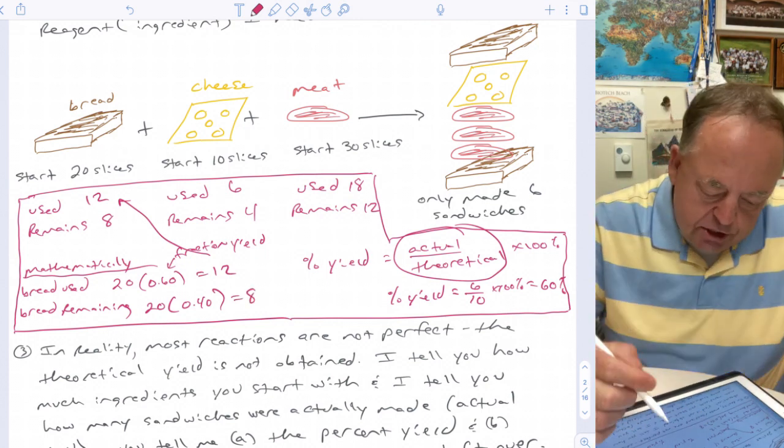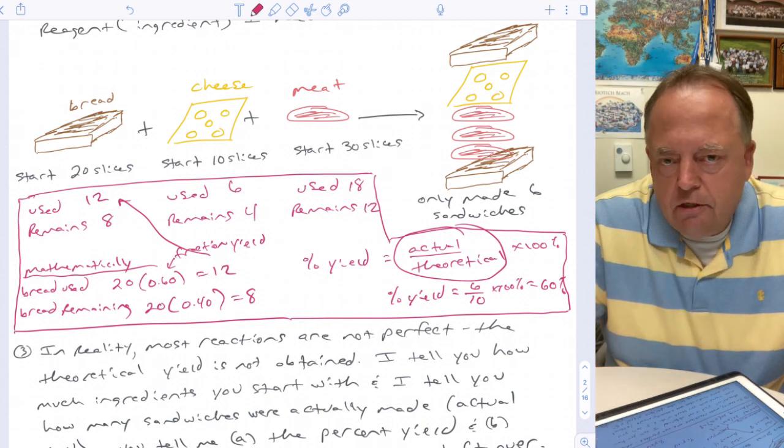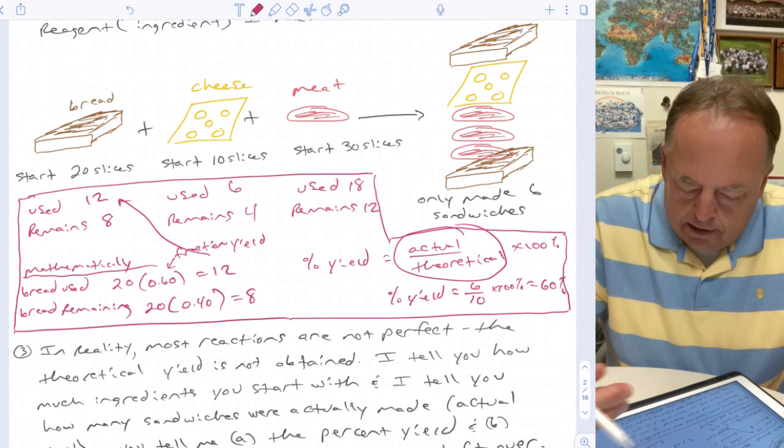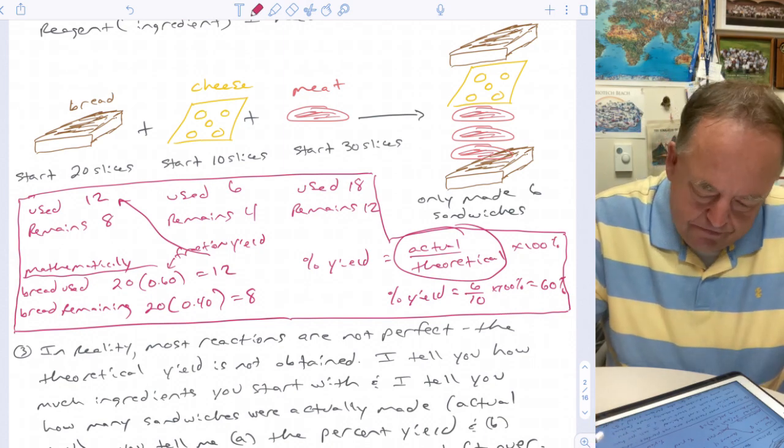We could do the same for the cheese. 10 slices of cheese times 0.6, you use 6. 10 slices of cheese times 0.4, there's 4 left over. And you would do the same with the meat as well, right?